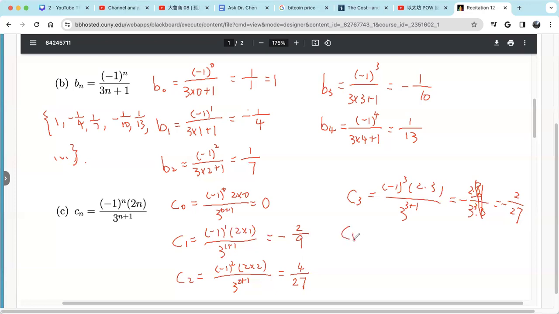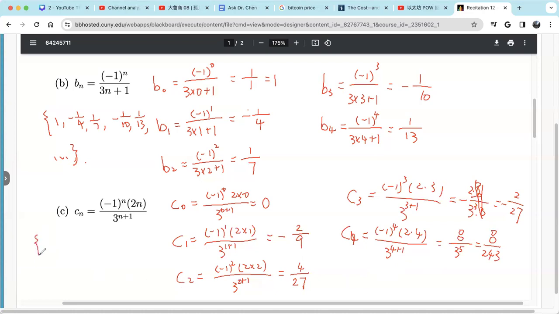Fifth term, which is C4, we get -1 raised to 4, 2 times 4, divided by the denominator, 3 raised to 4 plus 1. -1 raised to 4 is positive. 2 times 4 is 8. Then 3 raised to 5. 3 raised to 4 is 81, and 81 times 3 is 243. This is 8 divided by 243.